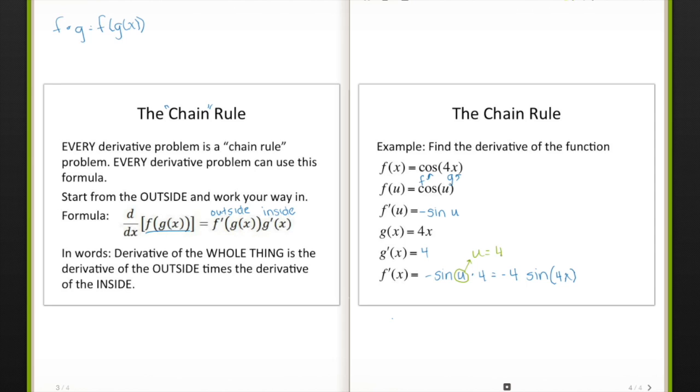And again, just a reminder that u was just a placeholder. You can use a smiley face. You could even just write the function, again, if you'd like. But I like to use that u as a reminder to myself that it's just the outside. And then as the last step, I plug my 4x back into the function.